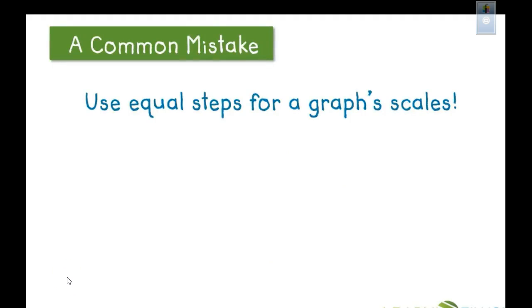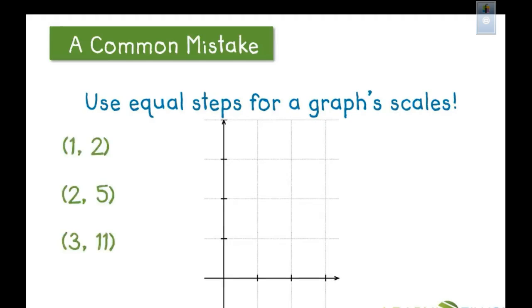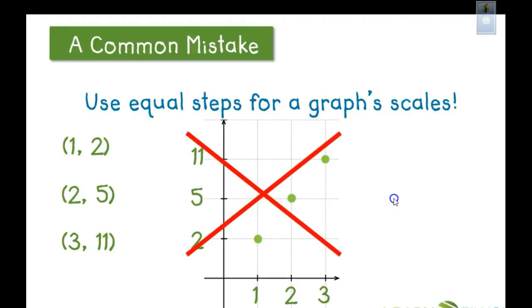It's very important that you use equal steps when you make the scales. For example, suppose you wanted to plot these 3 points. It's tempting to want to just use 2, 5, 11 as the labels for the tick marks on the y-axis, but you can't do this because that's not equal differences between those numbers. 0 to 2 is not the same as 2 to 5, and that's not the same as from 5 to 11.